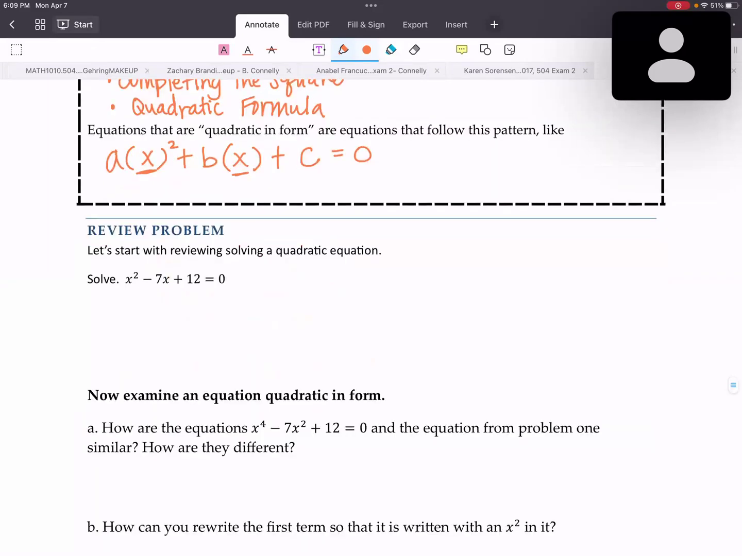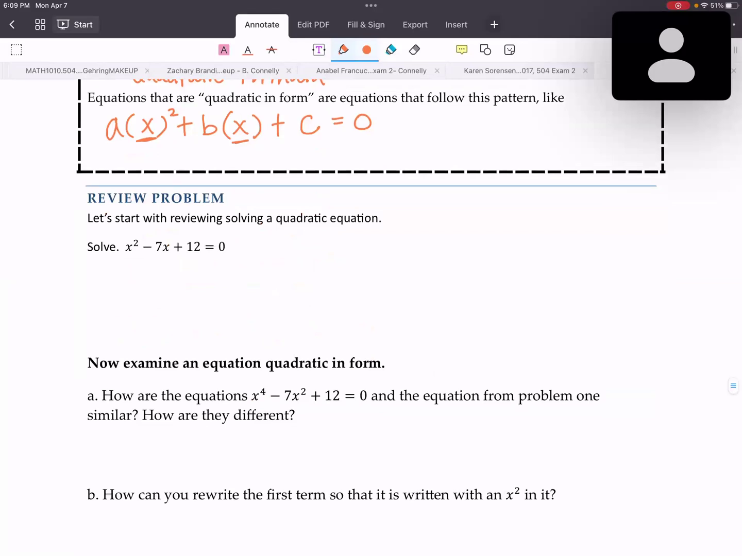So let's just review how we would solve something like this one. If we were trying to factor to solve it, we're thinking what 2 things multiply to be 12 and add to be -7. So x times x is our x squared. 3 times 4 is 12, but also -3 times -4 is +12, and that would add to be -7. Then we can set both of those parts equal to 0 and solve, so we get x equals 3 and x equals 4 for my solutions there. So that's where it's crossing the x-axis.